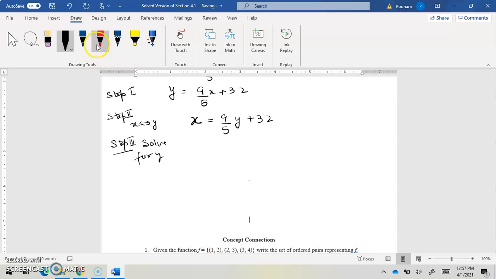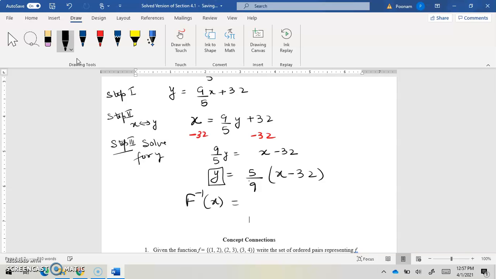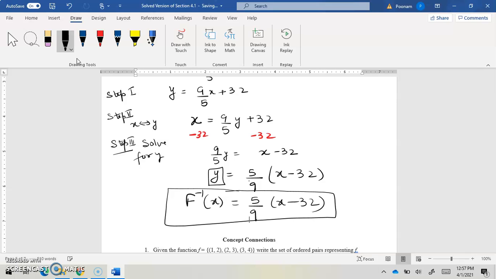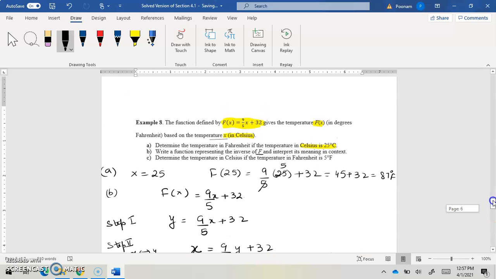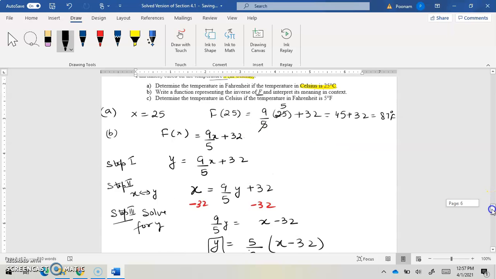So that means we need to isolate y. I'm going to subtract 32 on both sides. We will have 9 by 5 y is equal to x minus 32. Y would be equal to 5 by 9 times x minus 32. Whatever that y is, that becomes the inverse of the function. That is the answer to the second part, the inverse of your function. Write a function representing the inverse of f. Interpret its meaning in the context.